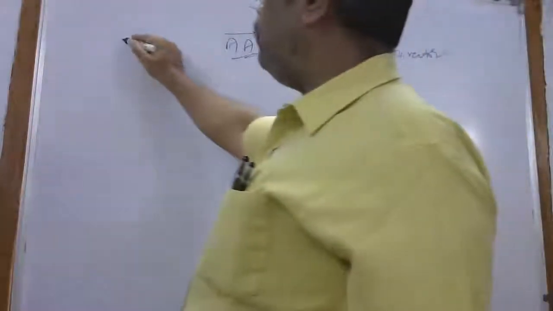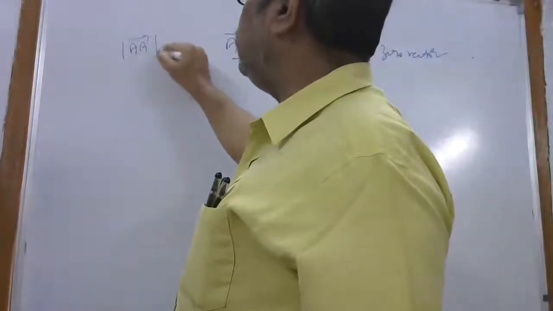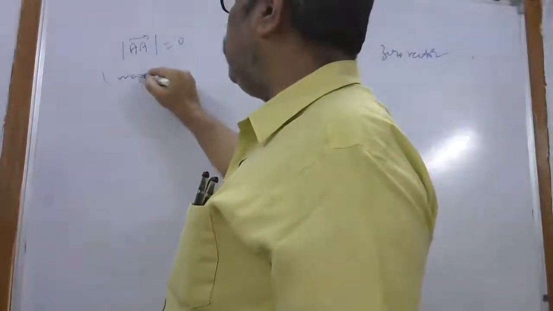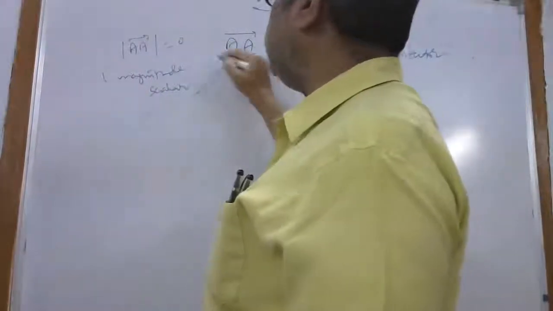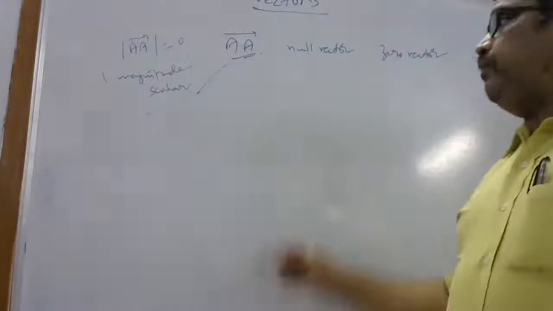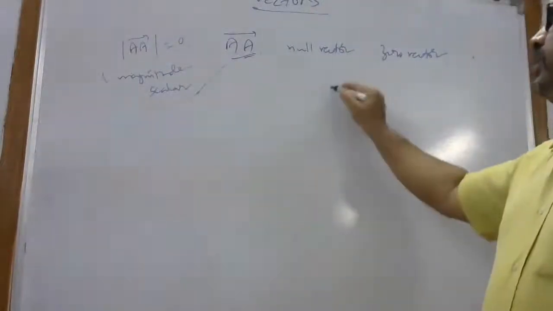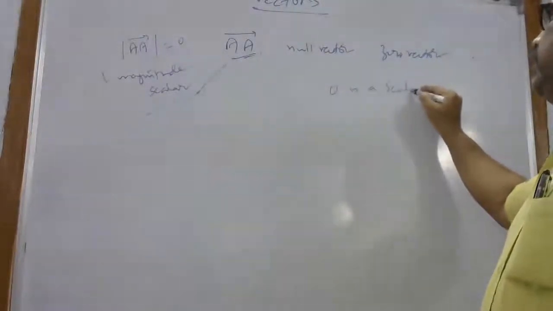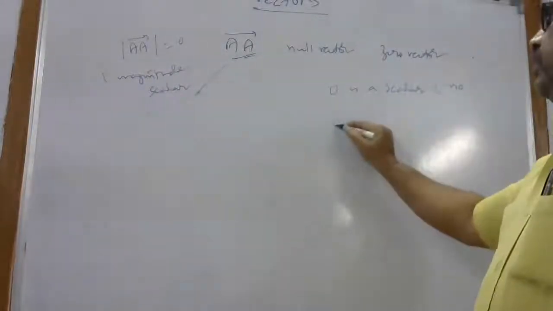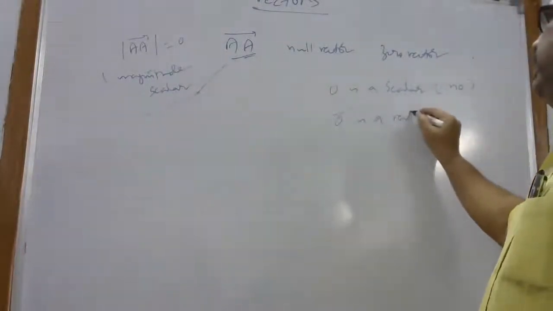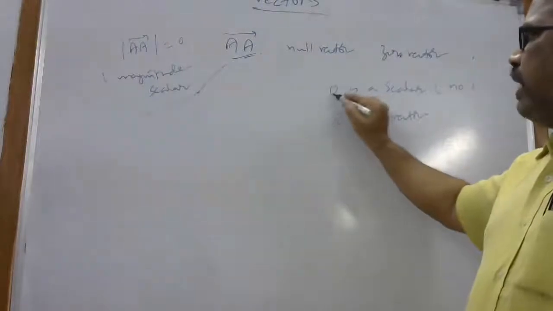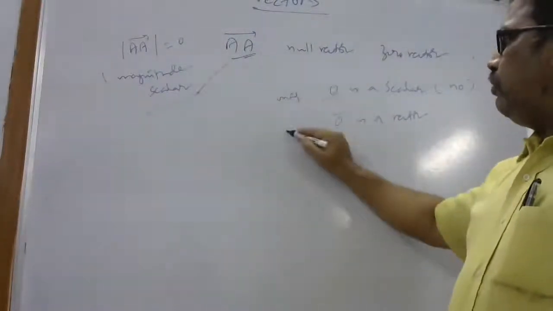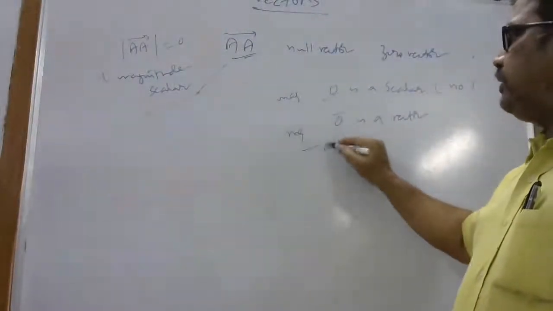So magnitude, or modulus. Modulus is nothing but magnitude. Magnitude is a scalar. The magnitude of a null vector is always zero. But 0 is a scalar, beta. 0 is a scalar because it is a real number. But 0 bar is a vector. Be careful. When I write 0 bar, I am indicating the vector itself, and when I write 0, I am indicating the magnitude. This is only magnitude.